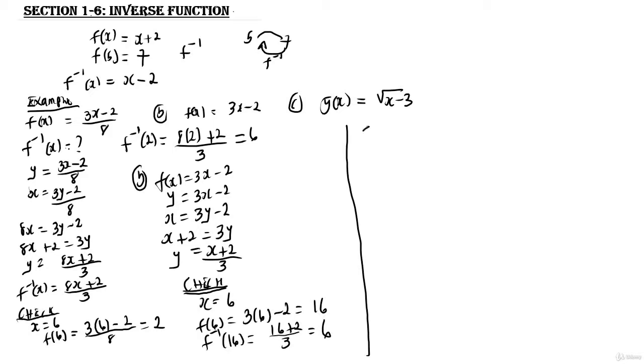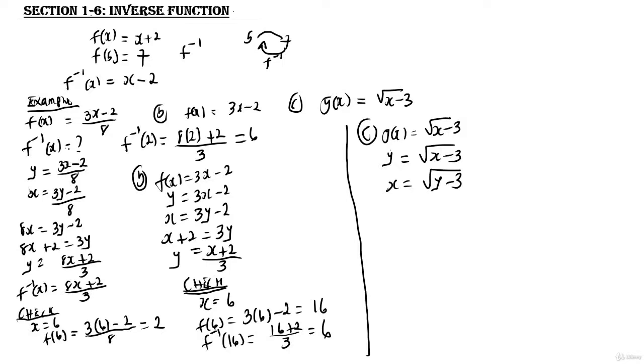So let's take a look at the last one, which is g of s is equal to the square root of s minus 3. So now, wherever we see y, we are going to plug in s, and wherever we see s, we are going to plug in y. So first of all, we can write this as y equals square root of s minus 3. So now this is going to be s equals square root of y minus 3. So we have to get rid of this square root. How do we do that?